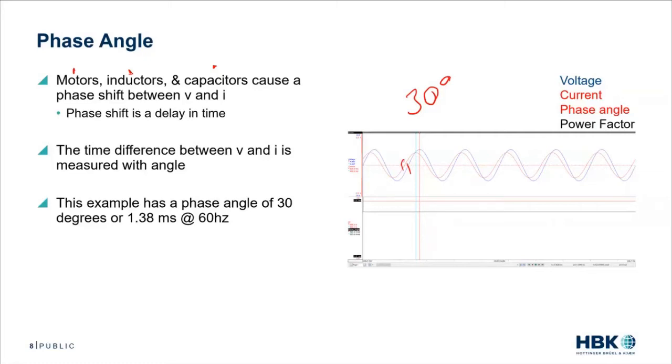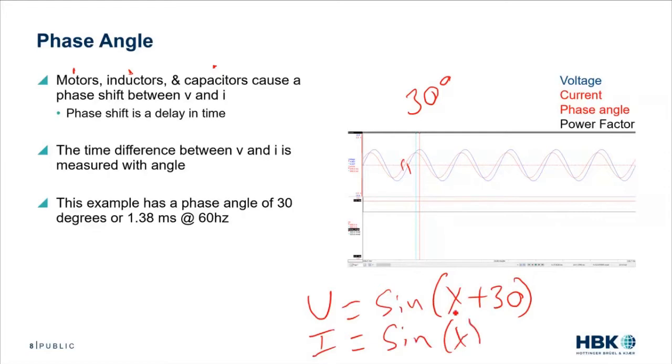If we went to the math, this would be sine of something plus 30. That would be my voltage, and my current would be equal to sine of something. So that's the math definition. And if we look at it in time, this is a 60 hertz signal. A 30-degree shift is going to be a 1.38 millisecond delay between voltage and current in those zero crossings. So I spent a little bit of time on that, so this will become important. I think I'm pretty consistent about using 30 degrees throughout this, so get used to seeing that number.